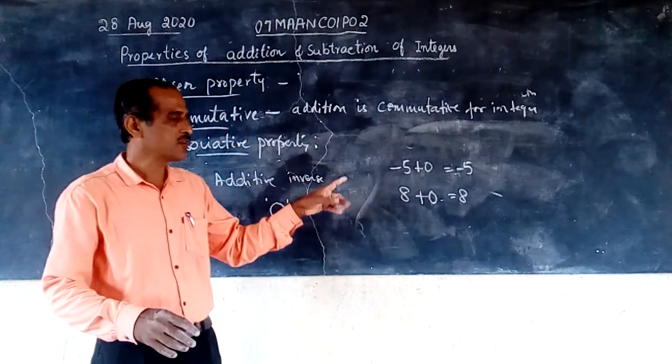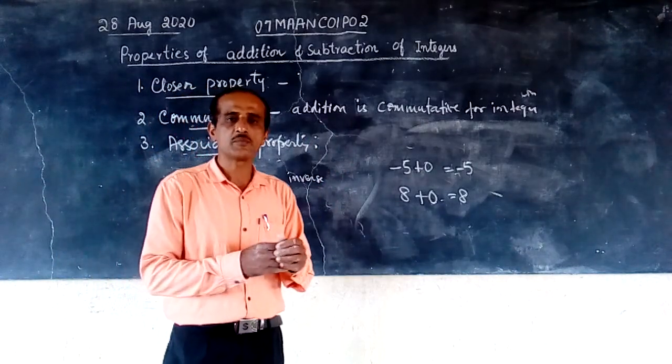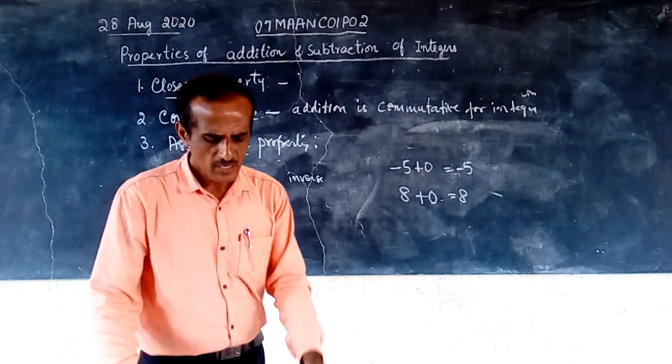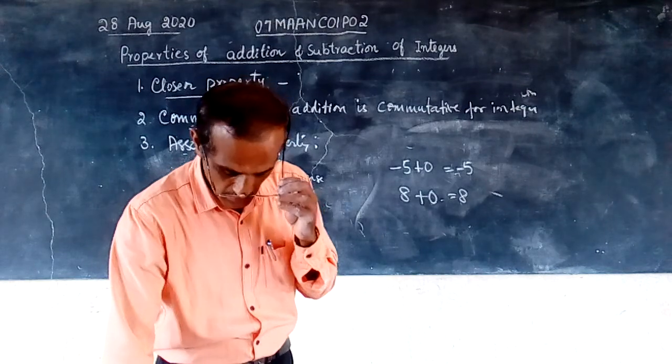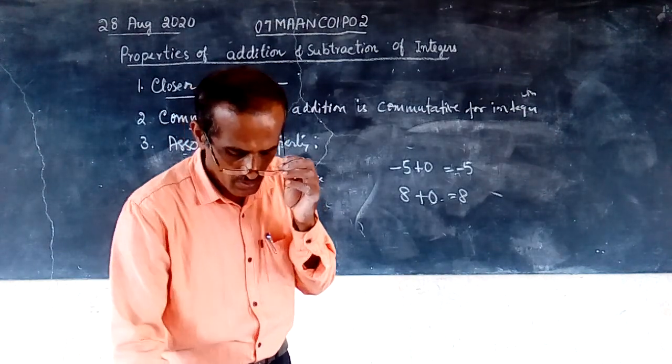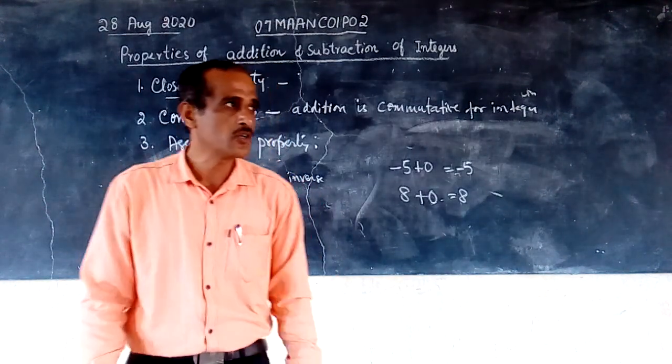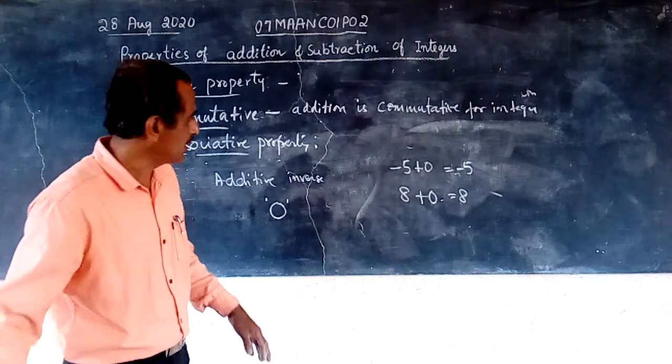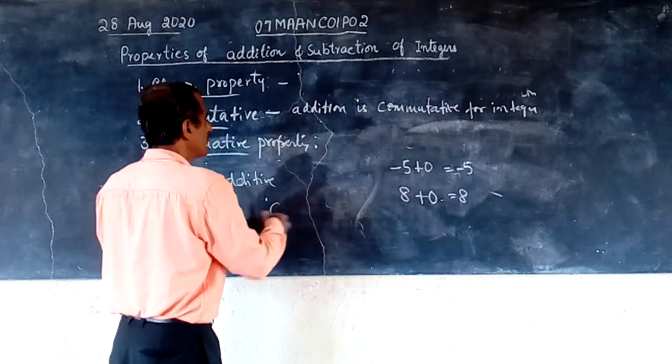In the same way, multiplicative inverse like that comes. Sometimes you can say it is identity also, additive identity. So, additive identity or additive inverse, like that you can also say. Better to use additive identity.